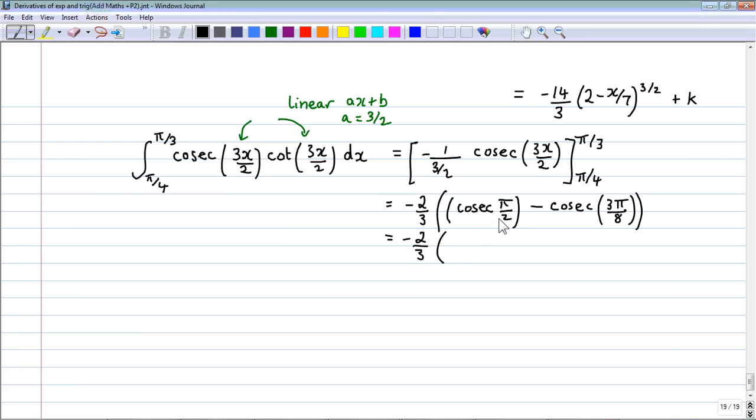Now sine of pi over 2 is 1, so cosec pi over 2 is also 1. And sine of 3 pi over 8, I don't know. That's sine of, what's, okay, so it's not an obvious number. Let's just write it as 1 over sine 3 pi over 8 equals... Use a calculator. You'll get a certain number.